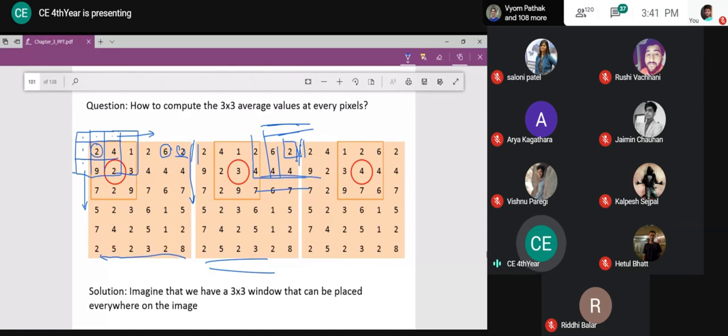Yes, it will be. Yes, you are correct in that way. We need to pad n by 2 rows, but if we are considering the integer number, then it is correct. Otherwise, if you are going for the better equation, it is n minus 1 by 2. So it will always be an integer number.